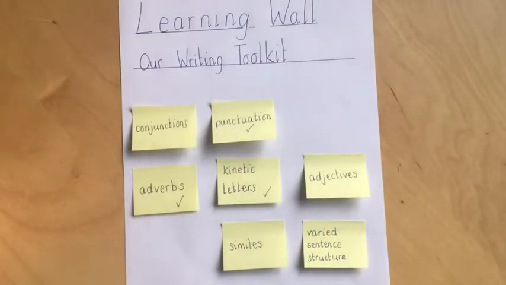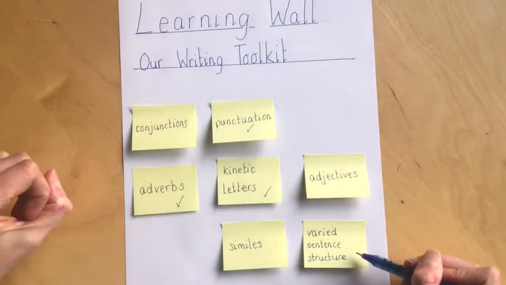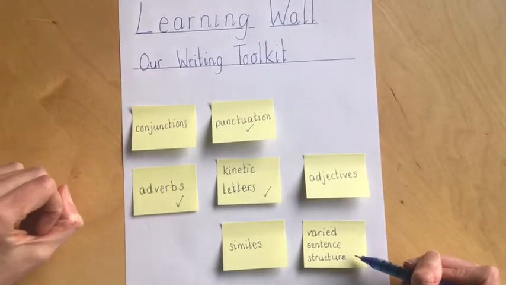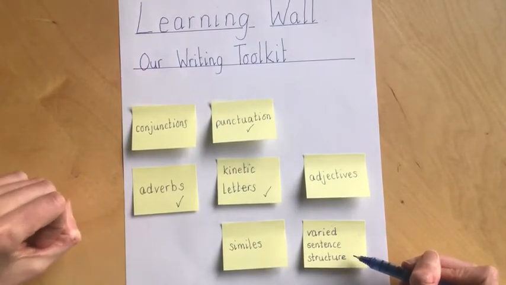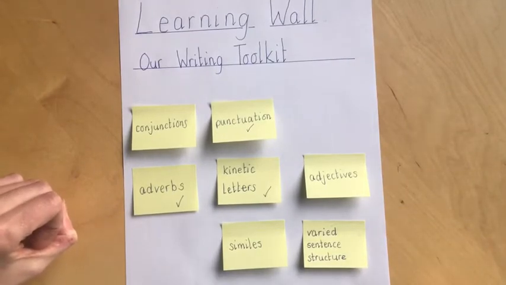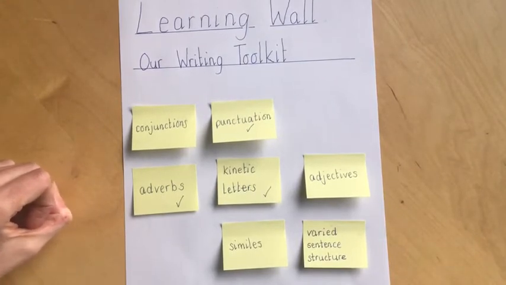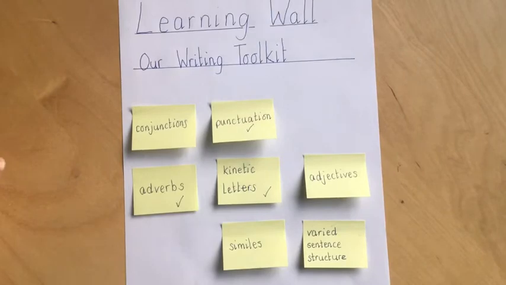Okay, now if you're looking for a challenge, this one here I'm going to talk about in a moment, varied sentence structure. Okay, this is one that you might like to choose if you're looking for a challenge. Okay, so pause the video here. You choose which of these from our writing toolkit you are going to put in your success criteria. Remember, it's personal to you.